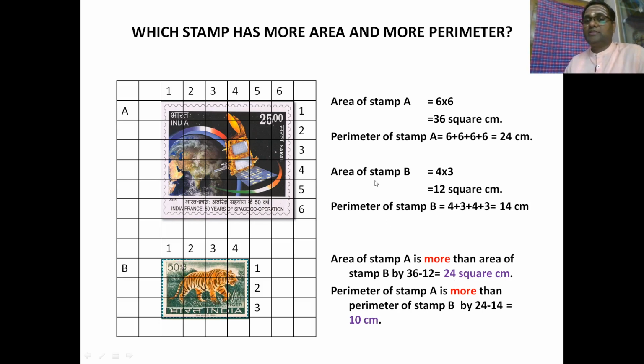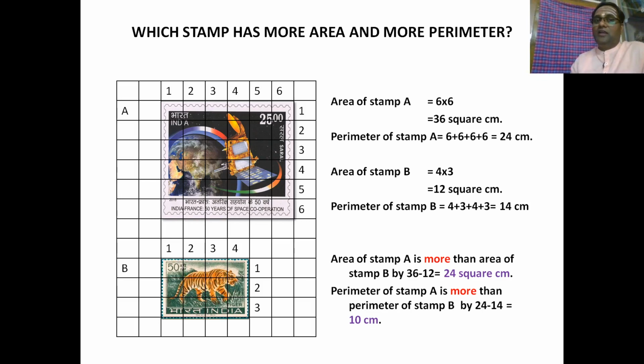And the perimeter of stamp A is 24 centimeter. The perimeter of stamp B is 14 centimeter. So the perimeter of stamp A is bigger than the perimeter of stamp B by, you have to subtract 24 minus 14. 24 minus 14 gives 10 centimeter.